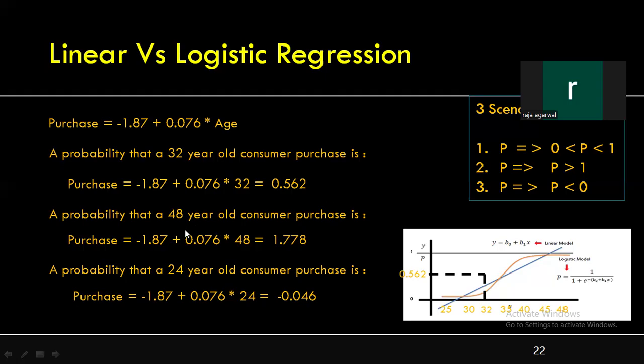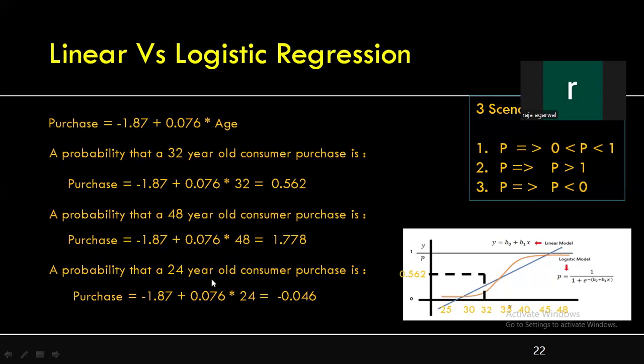In the case of the 48-year-old, if you plug in the value here, you can see that the probability of making a purchase from my in-store is 1.778, given that 48 years. But here the 1.778 is beyond the value 1. The probability value is anywhere between 0 and 1. It should not be above 1 or less than 0, because we are predicting the probability using the logistic regression algorithm.